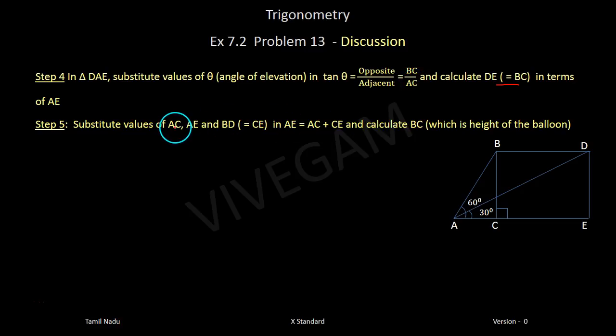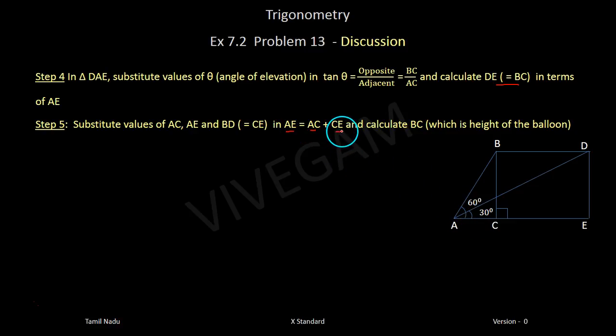Then substitute the value of AC, AE and BD, which is equal to CE. This BD equals CE. Please be careful, this equals this and this equals this, right? Then AE equals AC plus CE. So you substitute everything. AC we just got in the first equation in terms of BC. DE also we just got in terms of BC, because tan 30 is BC by AC. So you will be able to get AC in terms of BC. So now AC is also in terms of BC, and AE is also in terms of BC.